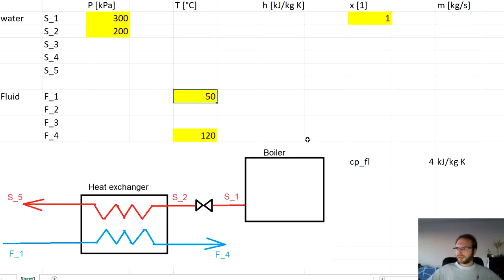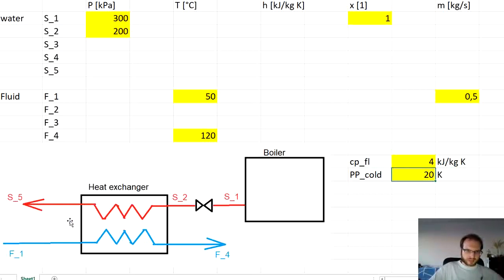The mass flow rate of the fluid is 0.5 kilograms per second. And also this 4 kilojoules per kilogram Kelvin are given. And also we had specified parameter that the pinch point at the cold side of the heat exchanger was supposed to be 20 kelvins. The cold side of the heat exchanger is obviously this one, between S5 and F1.